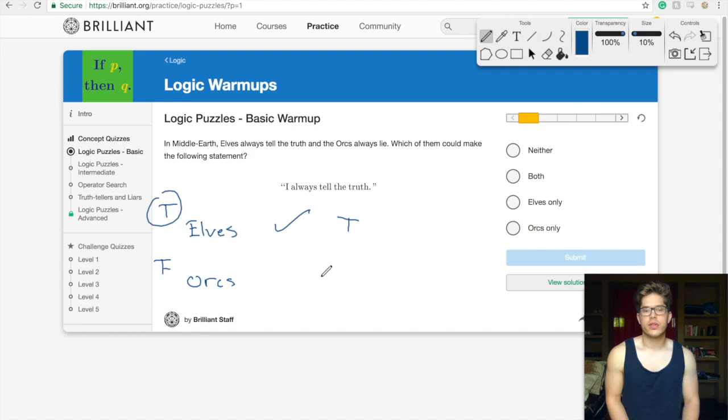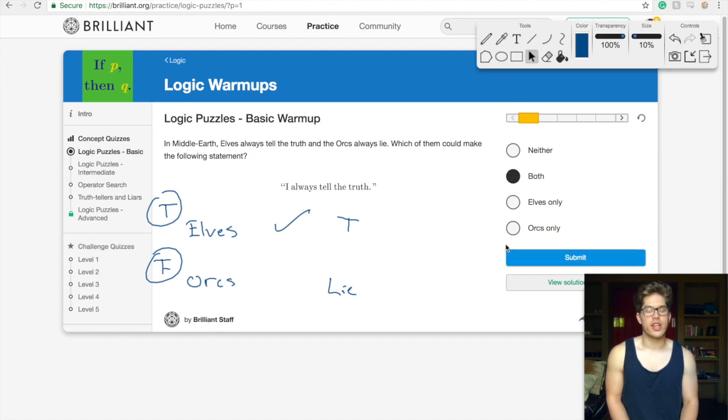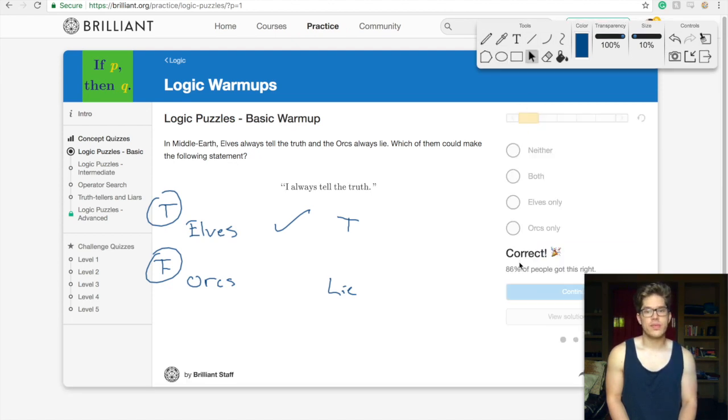Could an orc say, I always tell the truth? Well, if an orc says, I always tell the truth, then this would be a lie. But orcs always lie, so an orc could also say, I always tell the truth. So here we have both could say, I always tell the truth. Awesome.